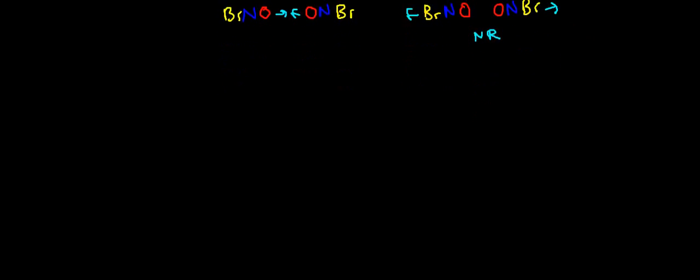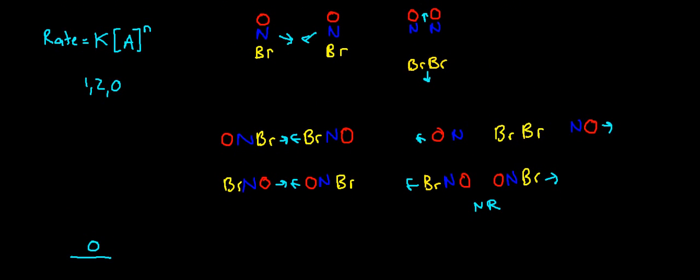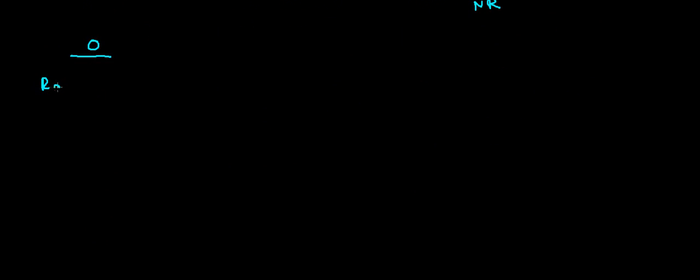So why does this happen? Well, let's look at some example reactions. I'll do a zero order first. What a zero order is telling me is that the rate is equal to K times A to the 0, which is equal to just K. So it is equal just to whatever the rate constant is. It is not dependent on the concentration of the reactant.